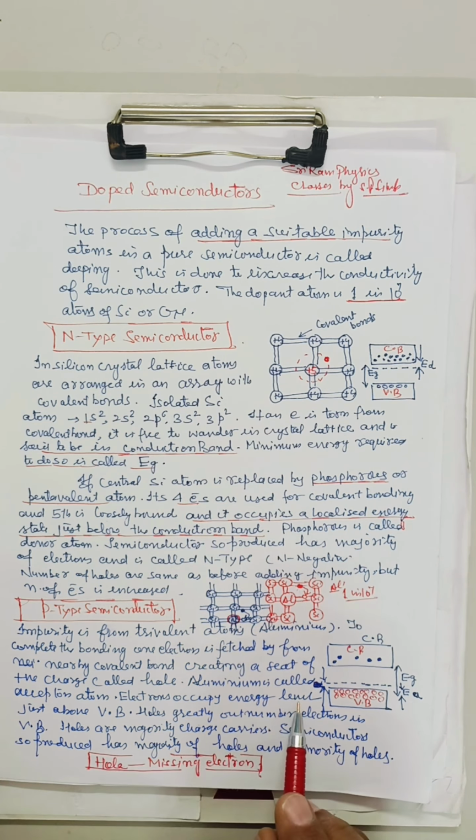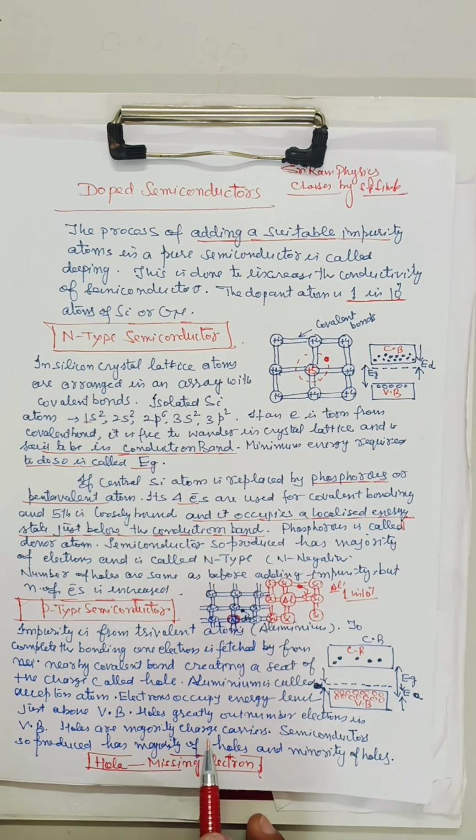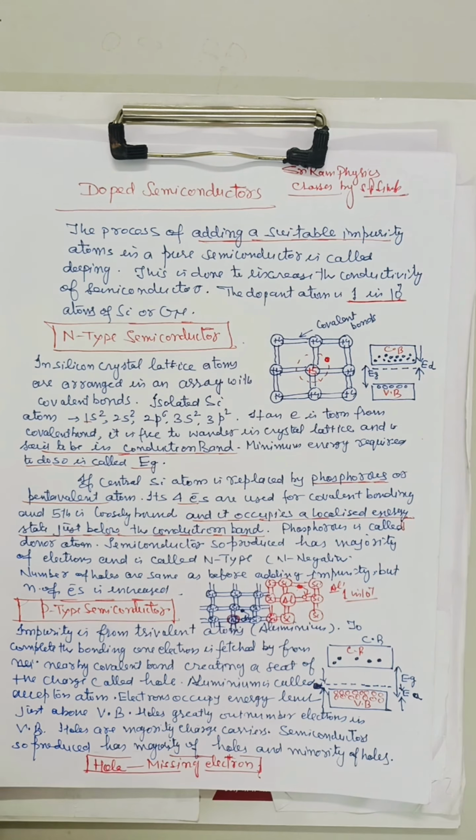Electrons occupy energy levels just above the valence band. Holes greatly outnumber electrons in the valence band. Holes are majority charge carriers, and semiconductors so doped have a majority of holes and minority electrons. A hole is called a missing electron or seat of positive charge.